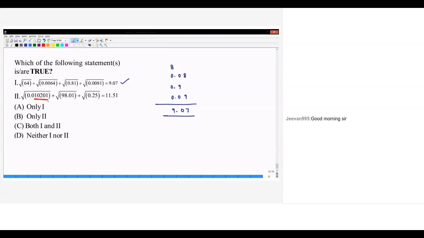Root of 10201 is 101. Therefore I can say root of 0.010201 is 0.101, because after the decimal point you have 6 digits, so in its square root you'll have only 3 digits. 9801 is actually 99 square, therefore root of 98.01 is 9.9. This is 0.5. You can get only 10 point something. So it is not correct.